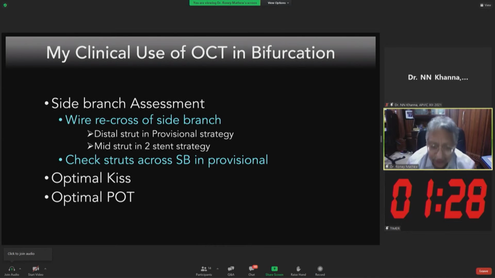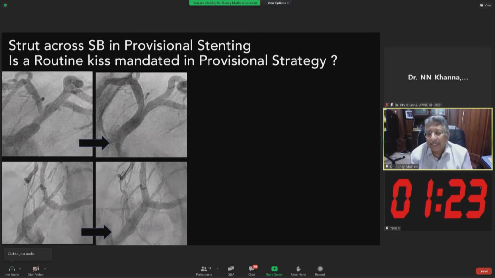The next part is to check the struts across the side branch in provisional. And this has been something that everybody asks in every conference. Is a kiss mandatory in a provisional strategy? So here, in this case, you put a stent across from the left main to the LAD. In this case also, you put a stent across from LM to LAD. You get a good result. Do you need to kiss this?